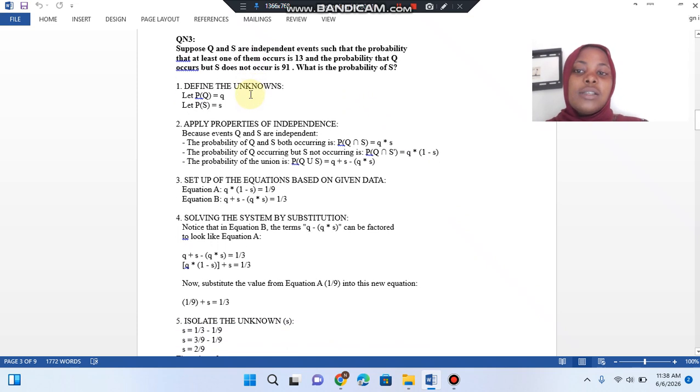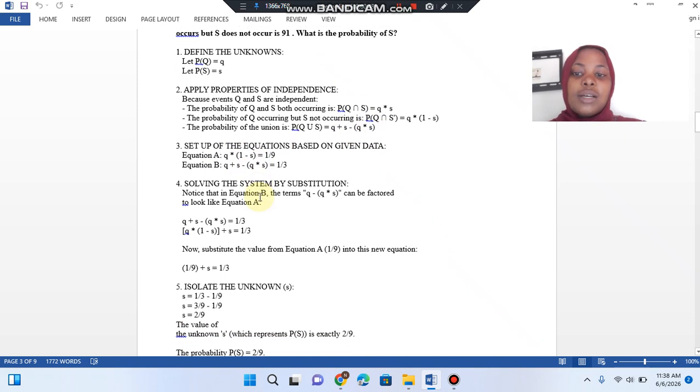So here we first define the unknowns, whereby we let the probability of Q be small q and the probability of S be small s. Since they are independent events, the probability of Q and S both occurring is Q times S. The probability of Q occurring but S not occurring is Q times (1 minus S). The probability of the union is Q plus S minus Q times S. Then we set up the equations by the substitution method.